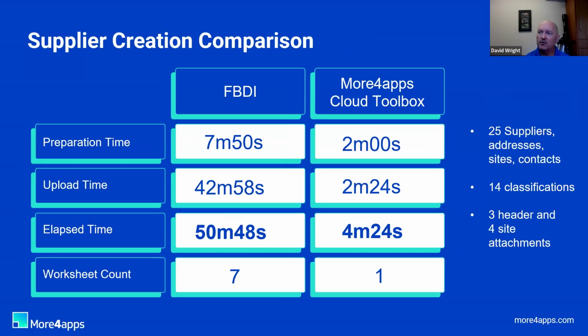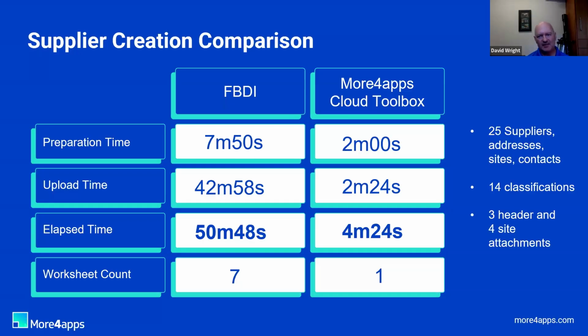I felt like throwing my computer out the window in the end, so I don't know how you consultants do it, but it's horrific if you've got 25 suppliers, 14 classifications, etc., 3 sections of data. There's 7 worksheets. You have to run FBDI 7 times, and it takes nearly an hour. You're talking 50 minutes just to load 25 suppliers till you get your processes exactly right, and that's assuming there's no errors. With Morpher apps, it was a 4-minute process.